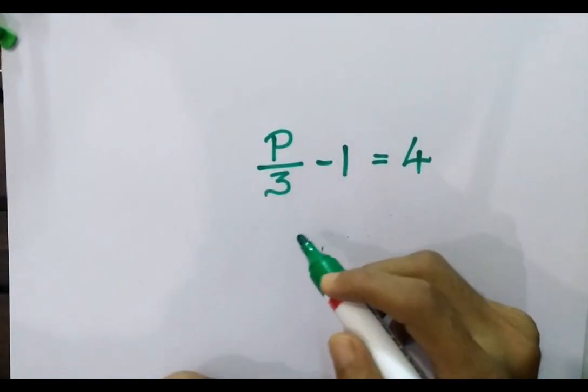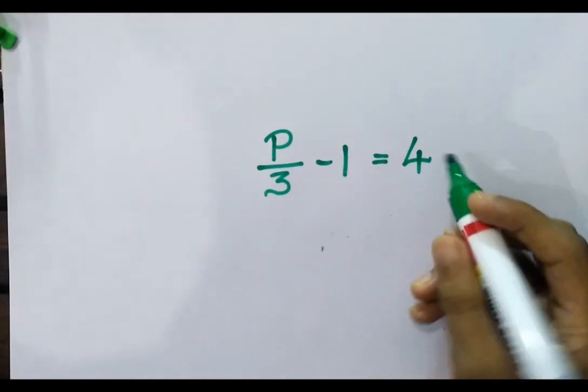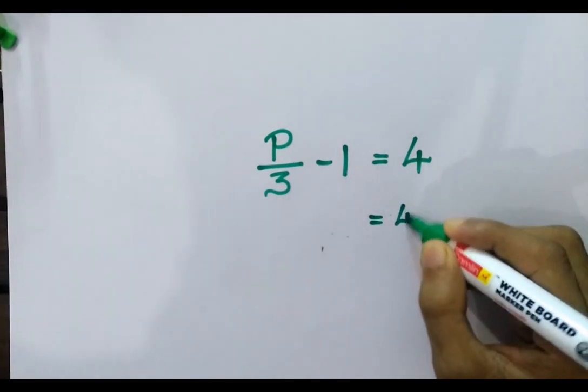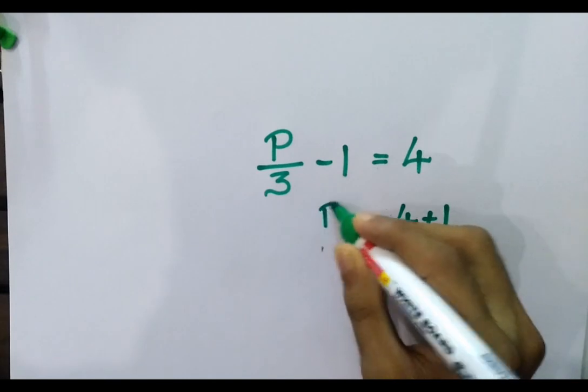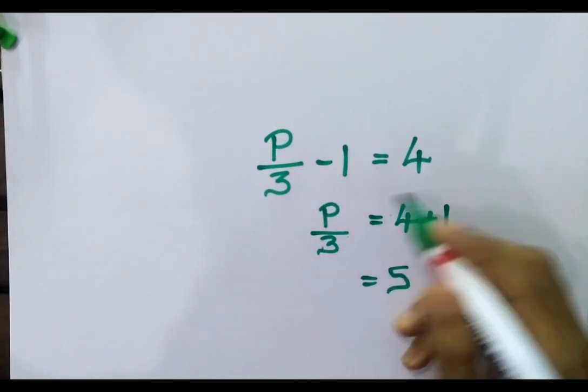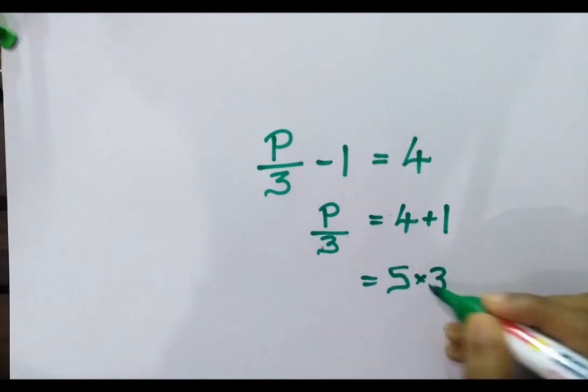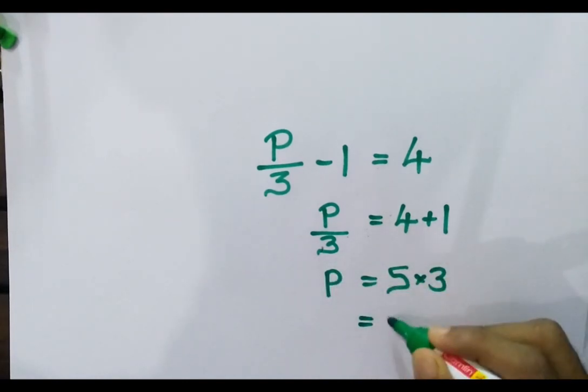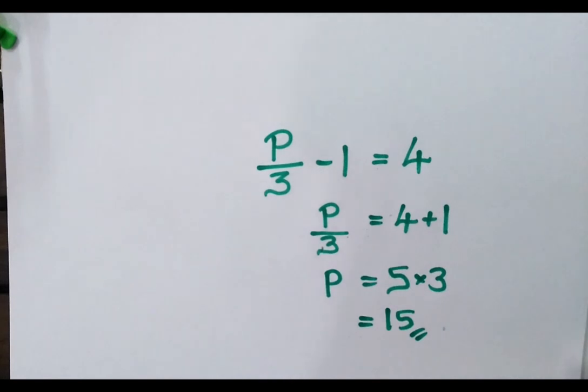How to simplify this? It's very easy for us. We'll take this minus 1 first. If we take the minus 1 to the right side, then that will become plus. So what is remaining? Just p over 3. Now 4 plus 1 is 5. Now we'll take this division by 3 to the right, then that will become multiplication by 3. Then p equals 5 threes are 15.